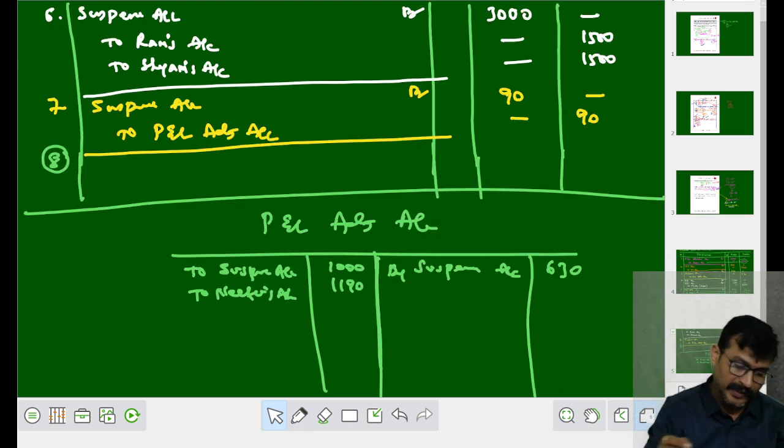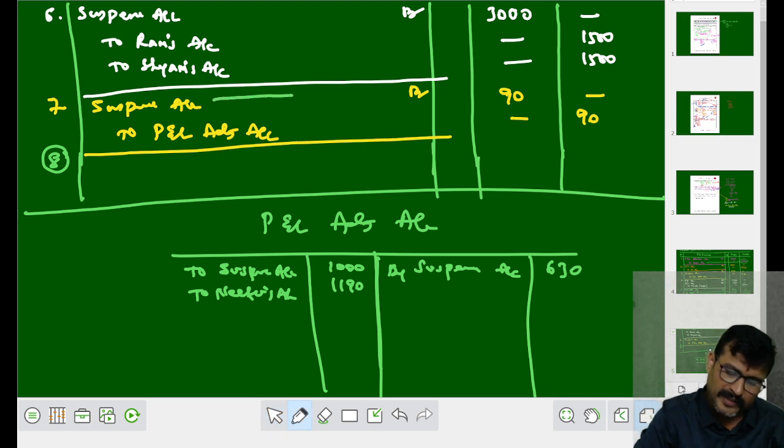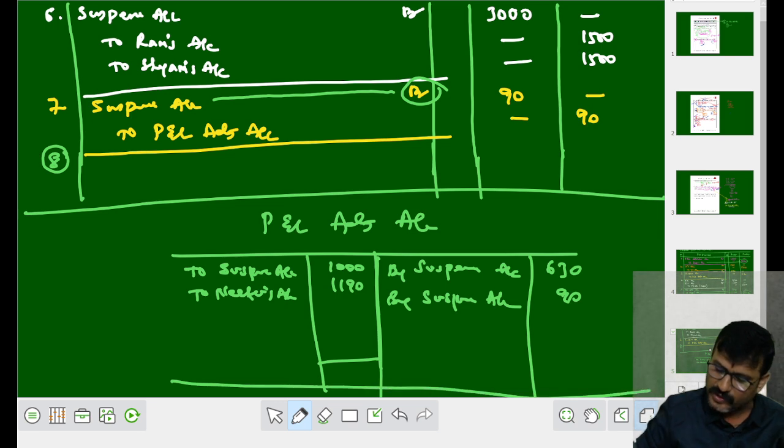No. In the sixth entry, suspense account debit to Ram and Sham. So Ram and Sham will not come. P and L adjustment is not there. Suspense account debit to P and L. Now the suspense account is in the debit of journal. So it comes where? Credit side of ledger. Suspense account 90. Now my dear student, you close.